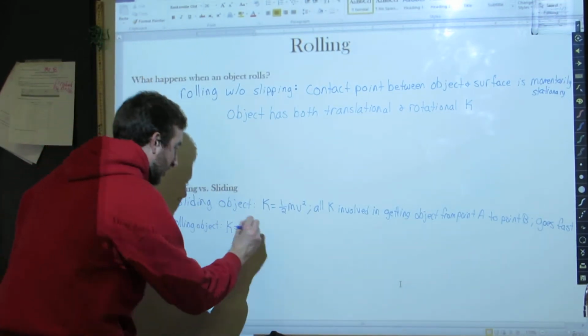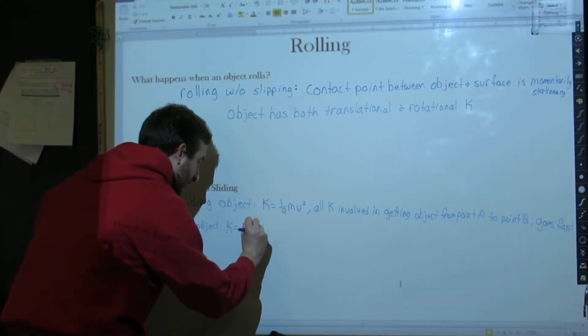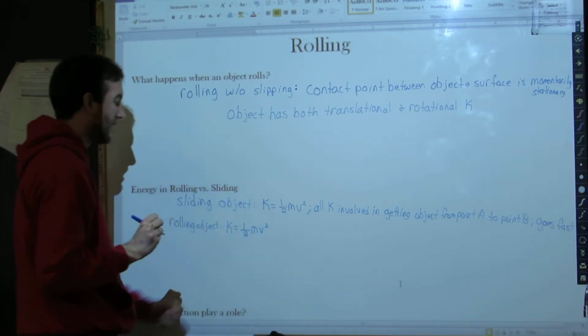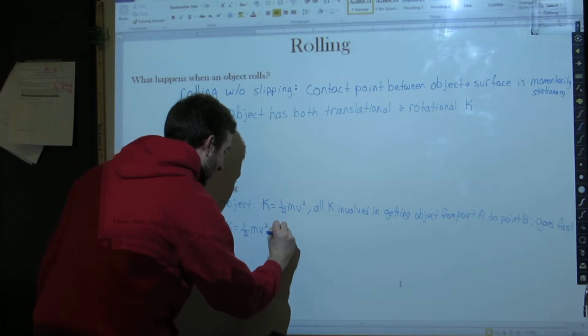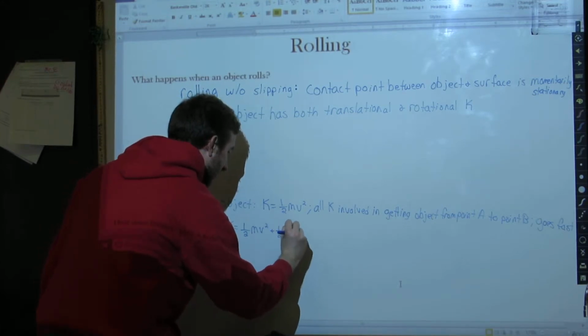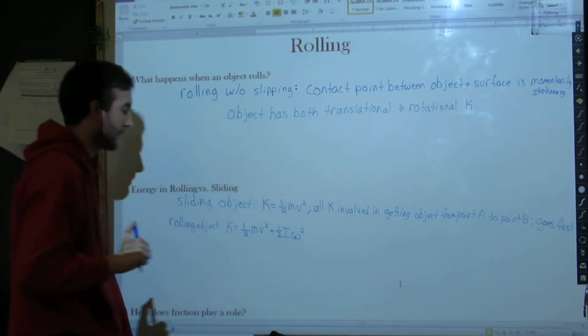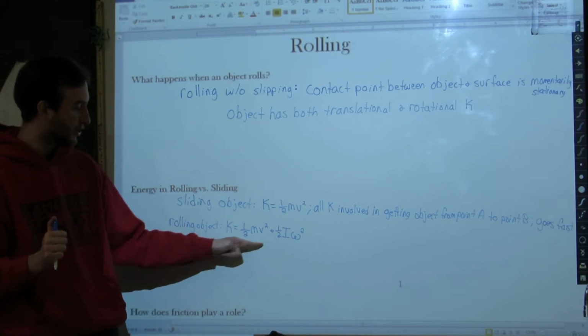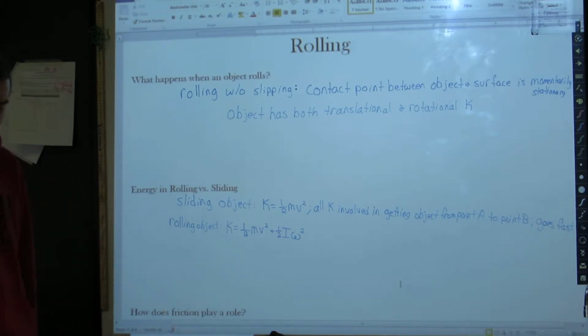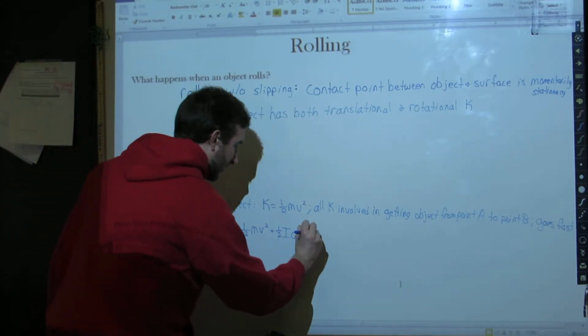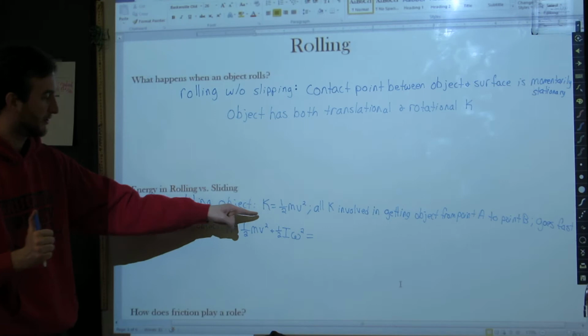So the kinetic energy is not only dependent on the linear speed, but it's also dependent on the angular speed, the speed of rotation. This is the translational part of the kinetic energy. This is the rotational part of the kinetic energy. Now, what we're going to do here is compare this.